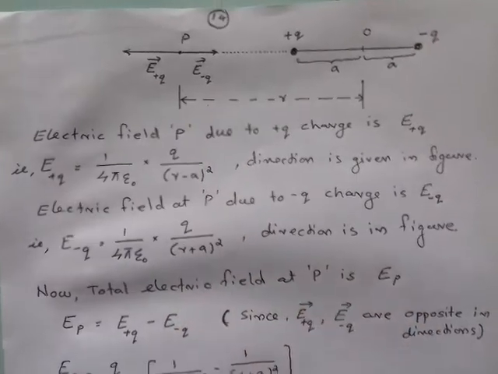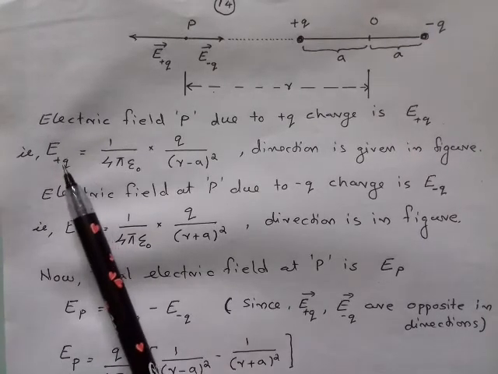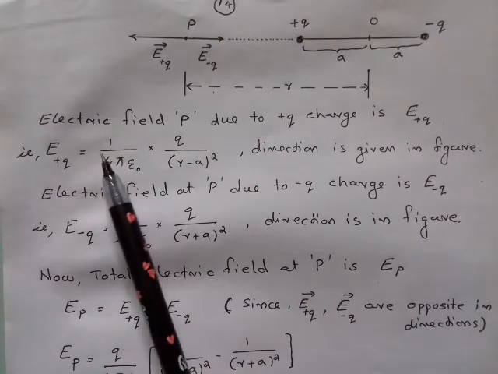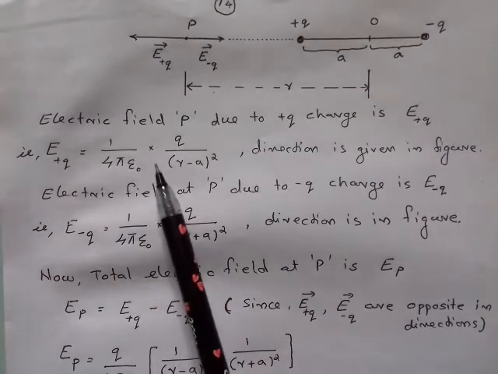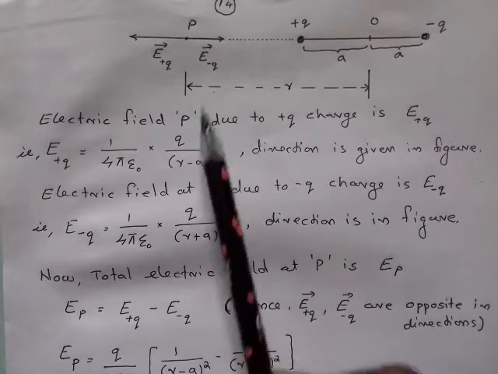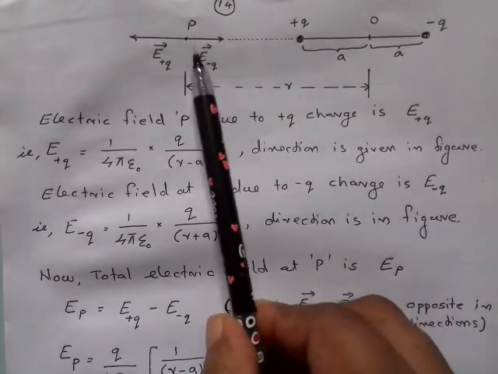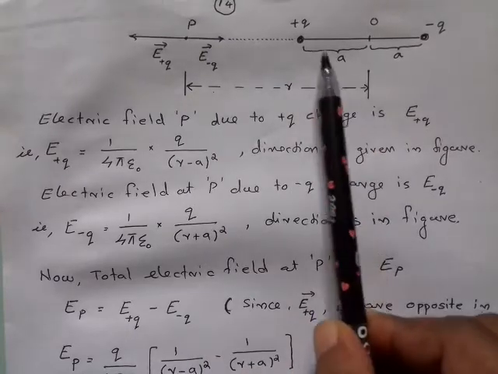Okay, we'll start. So what is the electric field E plus Q due to plus Q charge? It is 1 by 4 pi epsilon 0 into Q by r minus a whole square. Why is it r minus a? This distance is a small distance that can be found out by r minus a.